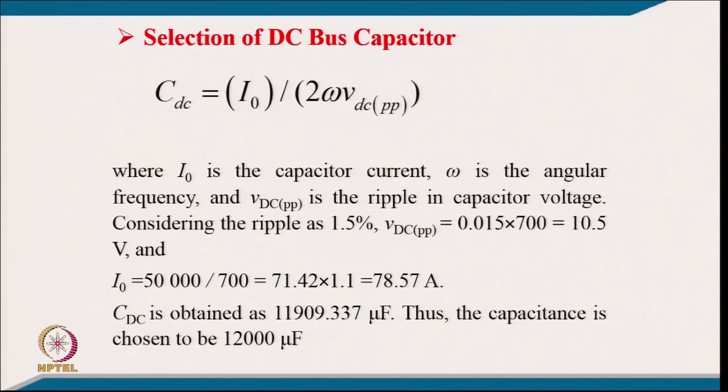Where I0 is the capacitor current, omega 0 is the angular frequency, and VDC ripple is the ripple voltage in the capacitor. Considering a ripple of 1.5%, the VDC ripple is 10.5 volt, and we can find the typical value of I0 for a 50 kVA rating, which comes to 78.57. So CDC can be calculated as 11,902.909337 microfarad, and this can be selected as 12,000 microfarad.